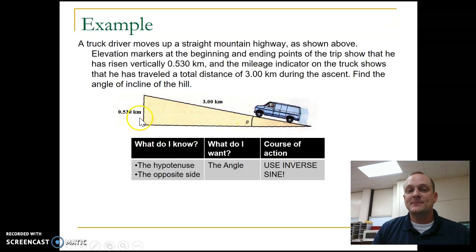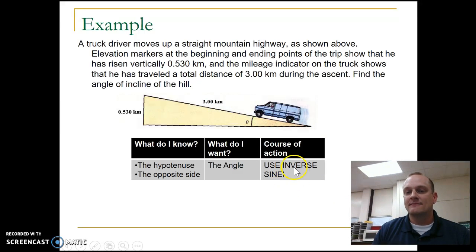Well, this is the opposite side, right? The opposite side is opposite the angle I'm interested in. It does not touch that angle. And then this 3 kilometers is the hypotenuse because it is opposite of the 90 degree angle. Okay, so knowing the opposite side and the hypotenuse, I'm going to wind up using the sine function, right? So sine of theta is the opposite over the hypotenuse, right? SOH, SOHCAHTOA.